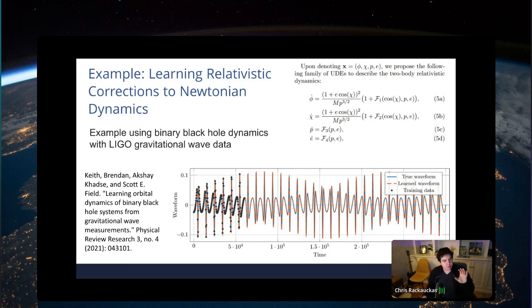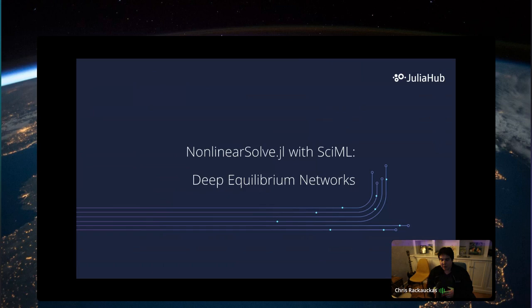If you assume you know Newtonian mechanics and you are looking at a binary black hole system, you can train on a very small amount of data and then be able to extrapolate and show that you've actually learned the relativistic corrections to black hole dynamics, right? And this is something that we actually do as standard now inside of our optimization libraries and inside of our ODE solver libraries. And we wanted to make sure that we had the same experience with nonlinear solvers.